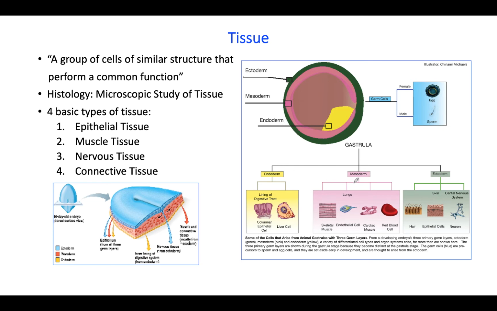And this figure shows the types of tissues associated with each of the 3 germ layers. Nervous tissue derives primarily from the ectoderm, and muscle tissue derives from mesoderm, and epithelial tissue originates from all 3 layers. Some endoderm, some mesoderm, and some ectoderm become epithelial tissue.